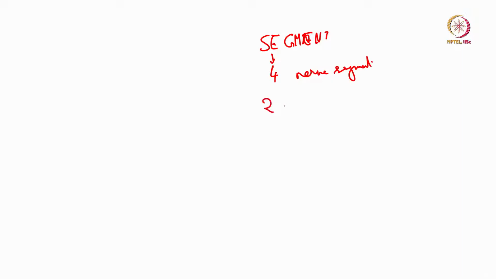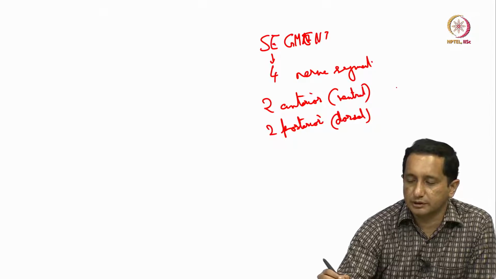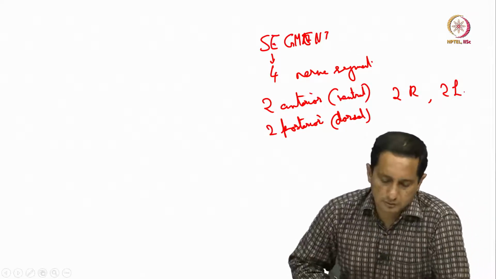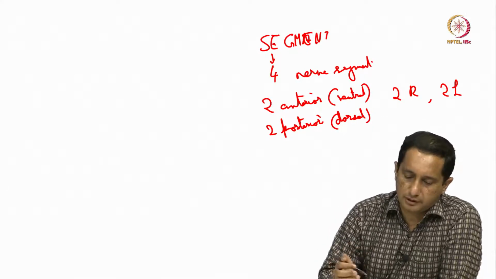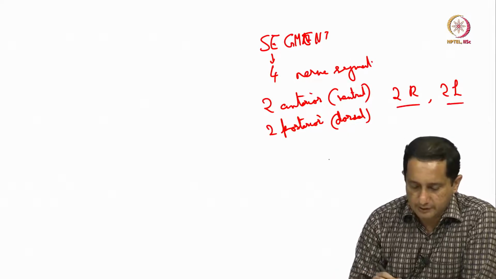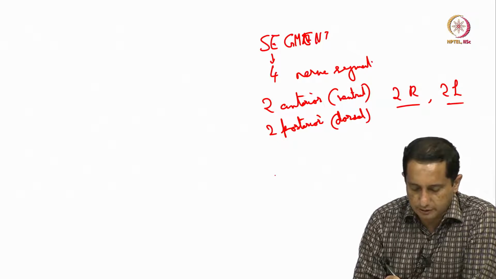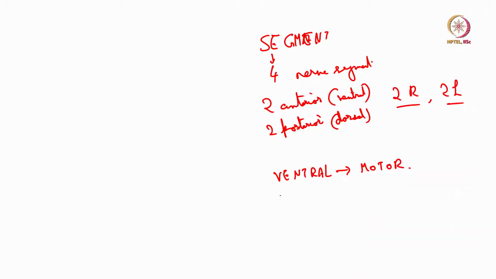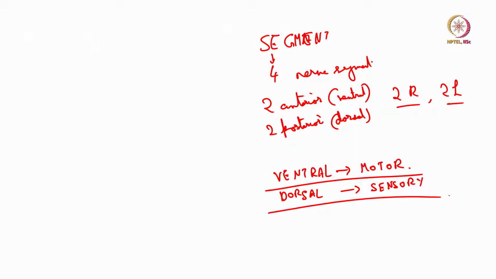So, there are 2 anterior, 2 posterior. Anterior is ventral, posterior is dorsal, which also means 2 on the right and 2 on the left. Sorry, total of 4, 2 anterior and 2 dorsal, and 2 on the right and 2 on the left. So, it is basically right and left, and the front ones, the ventral ones, are motor, and the dorsal ones sensory. So, this is also something which has to be kept in mind.